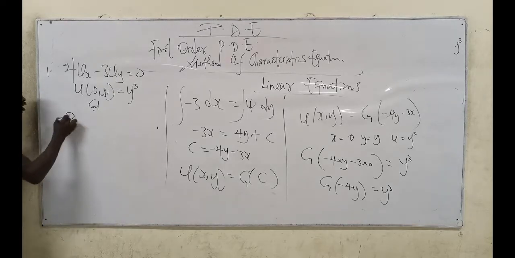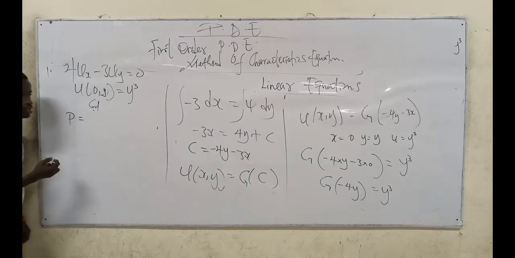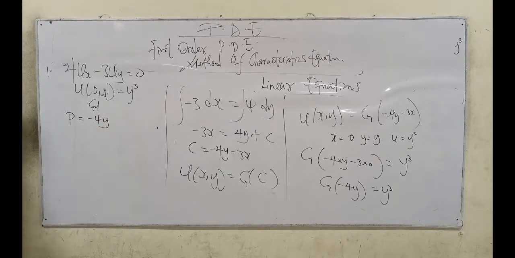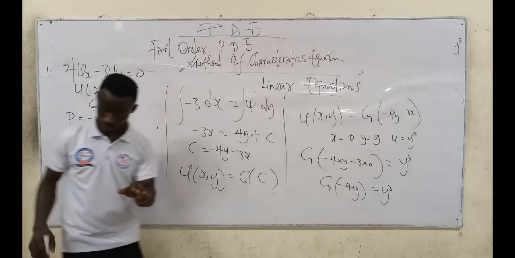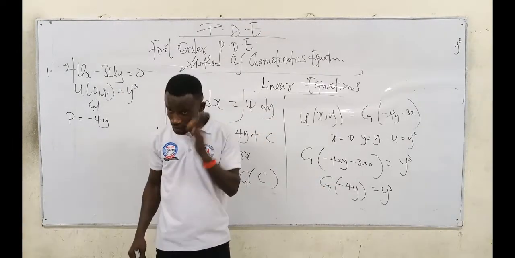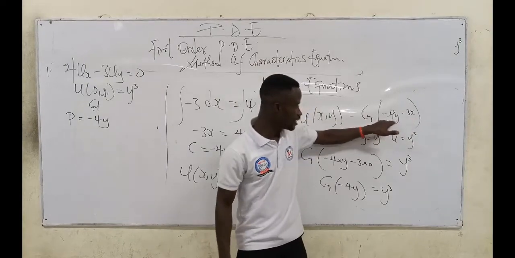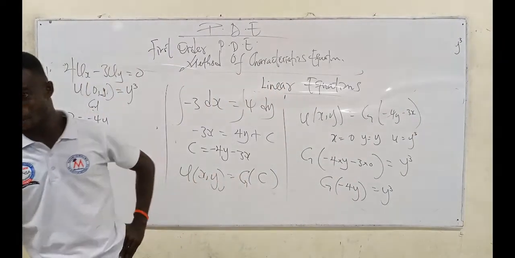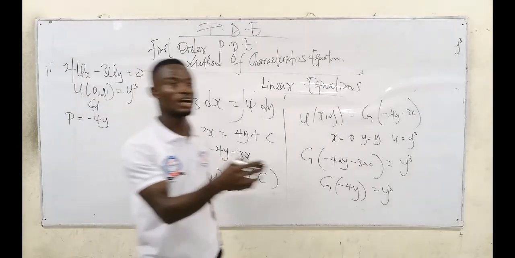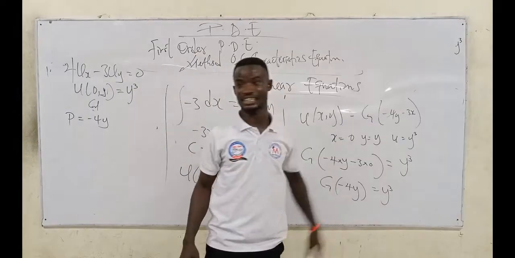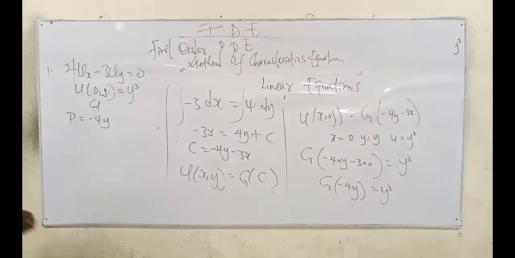Alright, from here, let's move straight to the point. We set P to be equal to negative 4y. But as I said, by default it's still the same as what? Don't forget, because when you are writing the particular solution and looking for P to do the substitution, you won't be using this, but rather this. Don't let that confuse you.